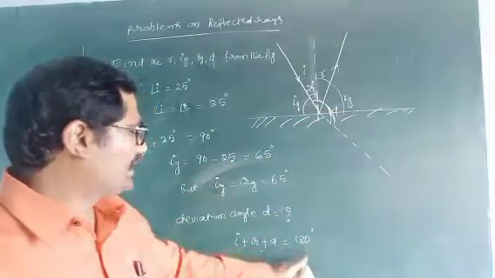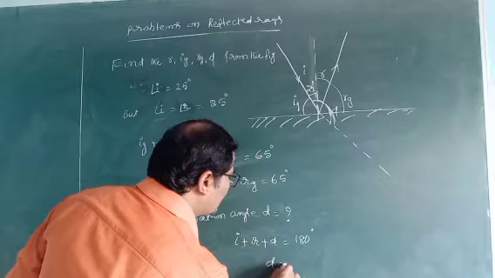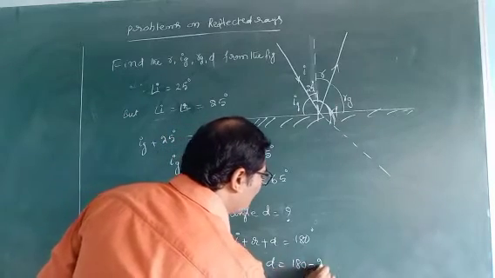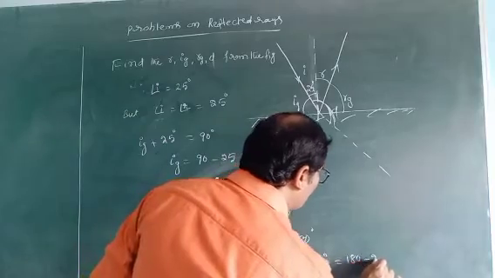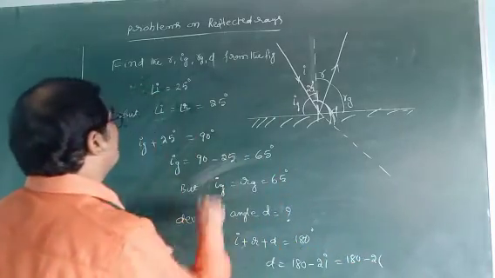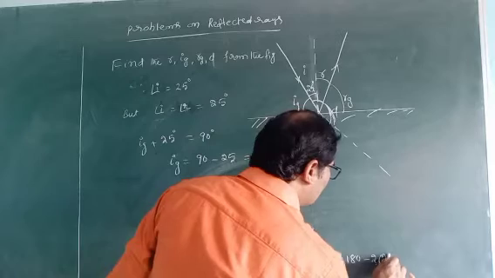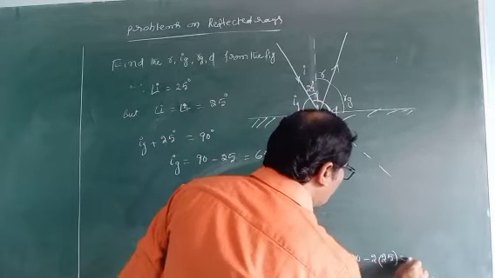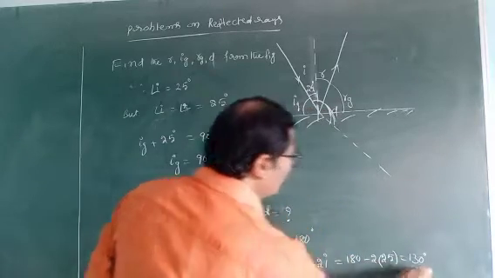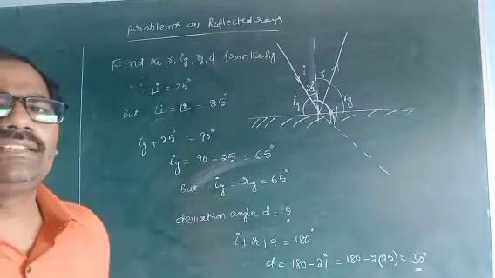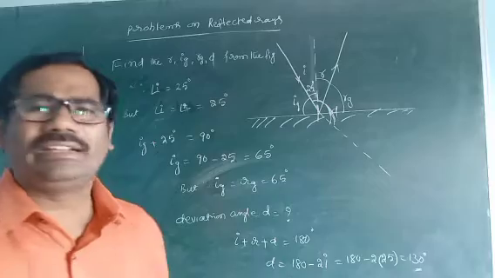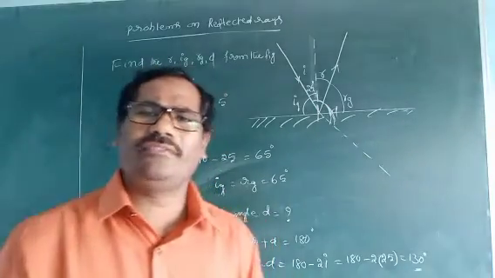D is equal to 180 minus 2I. Here, 180 minus 2 into what is the I value? I is 25 degrees. 2 times 25 is 50. 180 minus 50 equals 130 degrees. That is the angle of deviation.